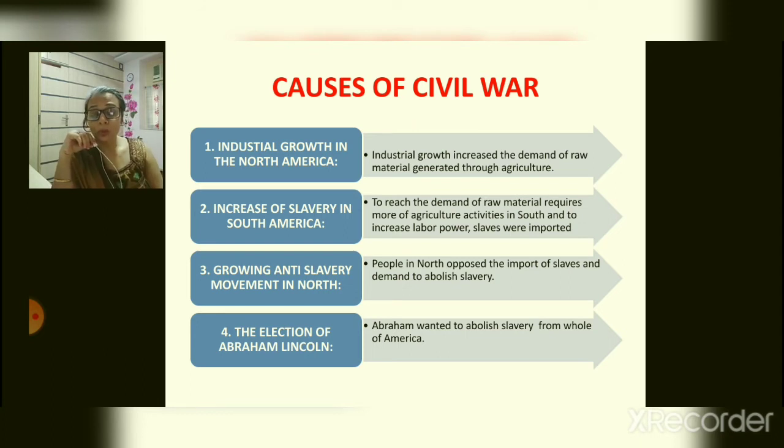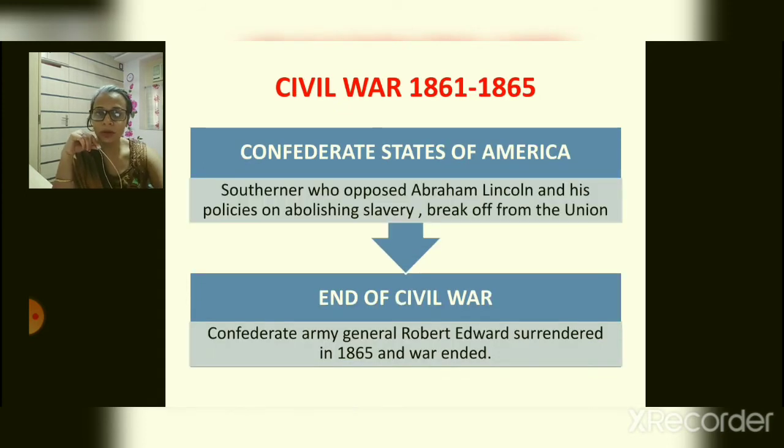So many states in the South broke off the union, cut themselves off from there, and they founded their own Confederate States, okay, and they formed their own Confederate Army. All right. Now, who was the general of this army? It was Robert Edward. Now, the war went on for 4 years, from 61 to 65. 4 years the war was on.